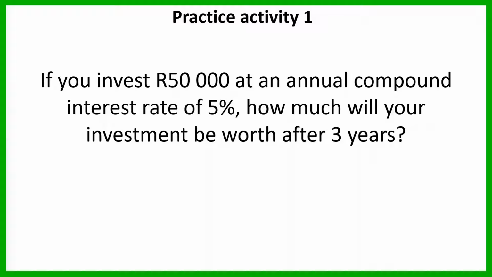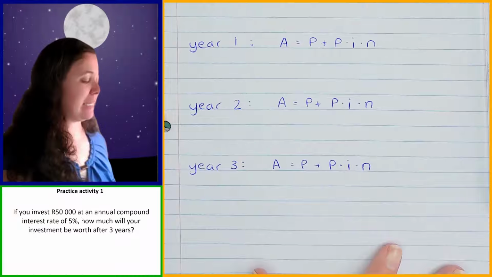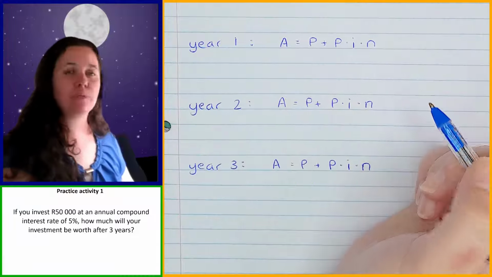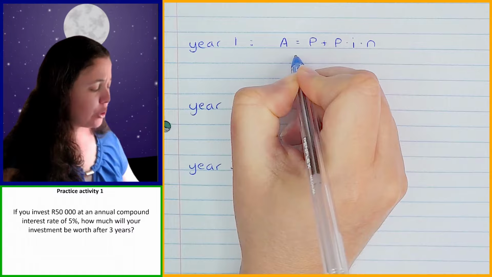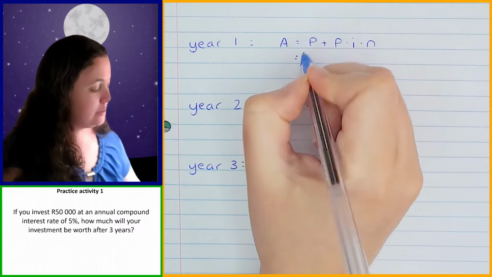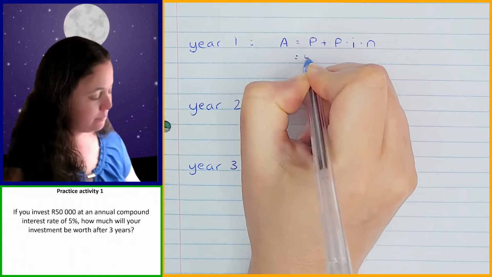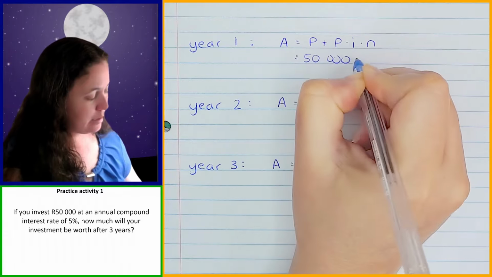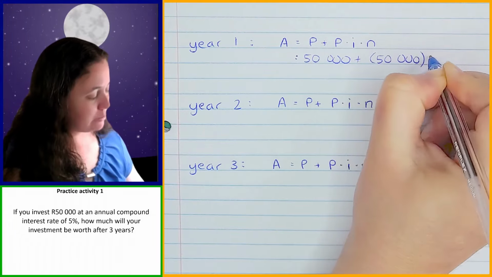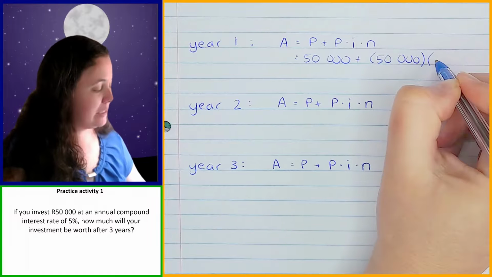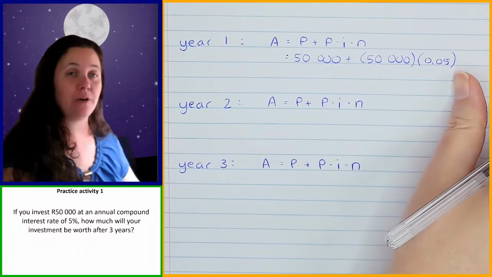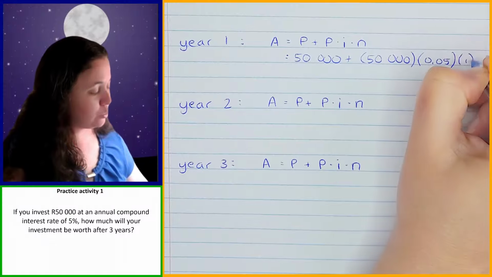Okay, so let's go through that question and see what you should have got. I've already set it up over here. We're working it out for 3 years again. So for the first year, using the formula A equals P plus PIN, we're going to use the principal value of 50,000 because that is how much was invested in the beginning. So I have 50,000 plus 50,000 multiplied by the interest rate, which is 5%, so that's going to be 0.05. Remember, it's not 0.5, it's 0.05. And then multiplying by 1 because it's 1 year.